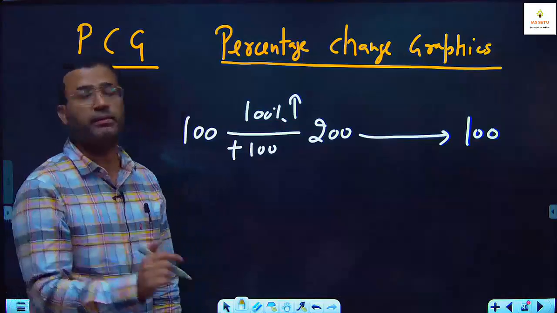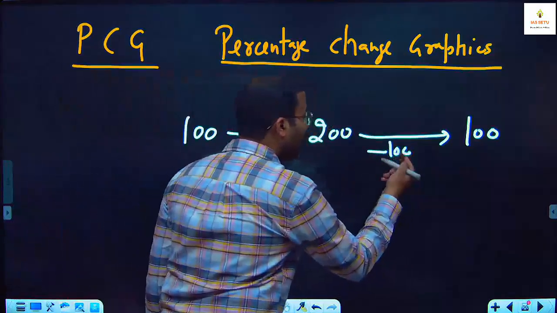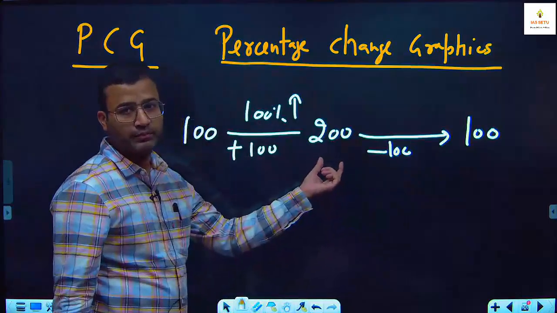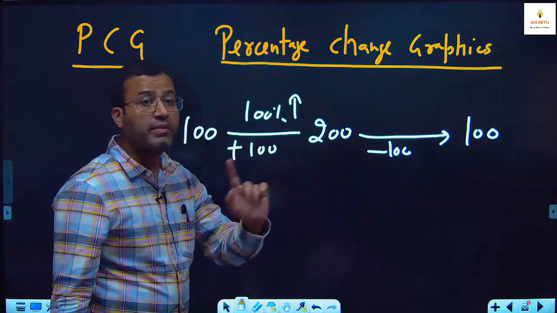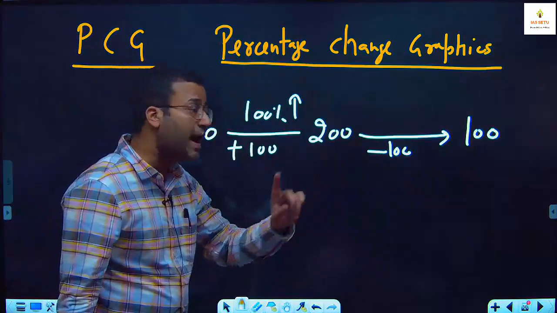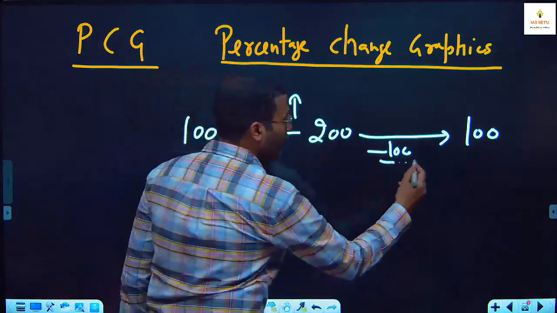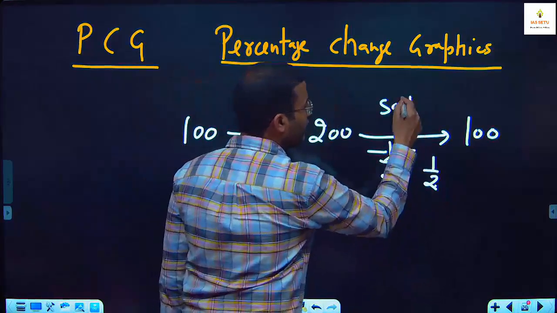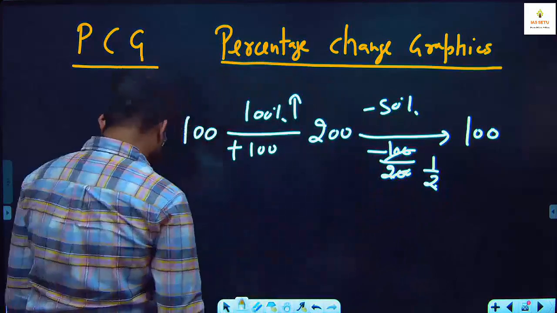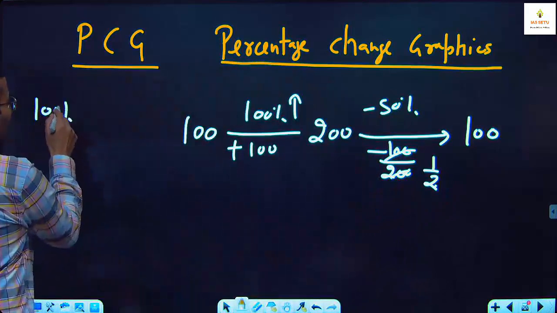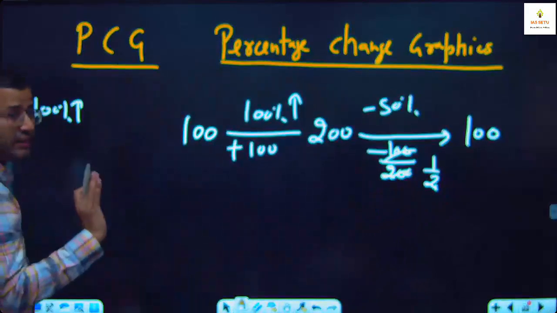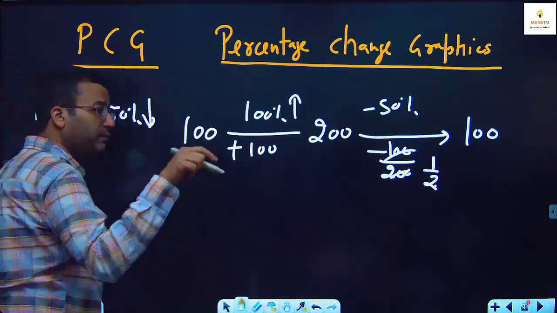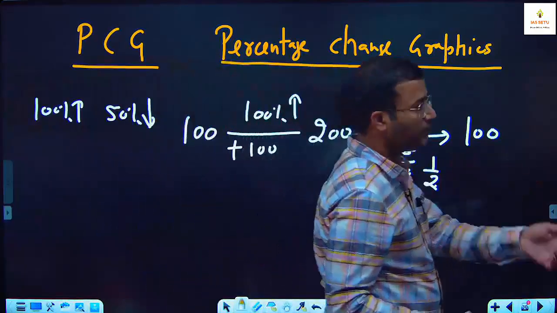But the problem here is she take 100 back out of 200. कि अब 200 के मालिक बन चुके थे. She will not take 100 back out of 100. She will take 100 back out of 200. So 100 out of 200 is 1 by 2. 1 by 2 is 50. So 100% increase is not compensated by 100% decrease. 100% increase is compensated by 50% decrease. 50% से compensate होता है.